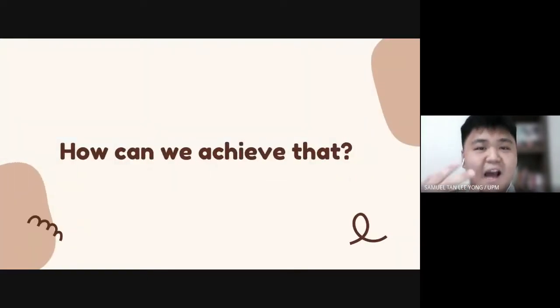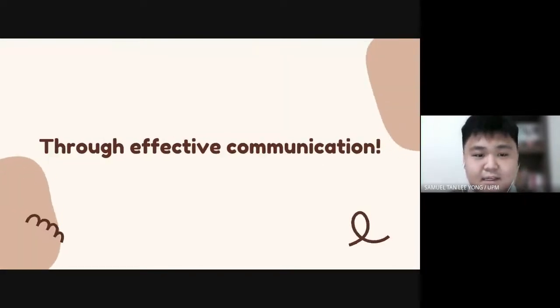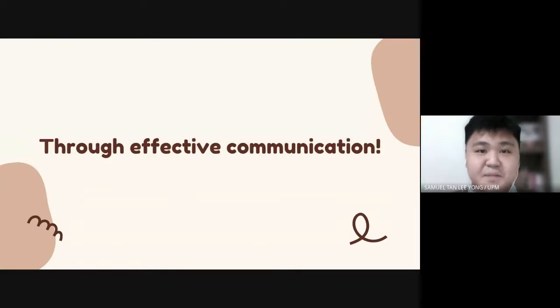So how can we achieve all those elements in order to create a positive and appropriate classroom for efficient and effective teaching and learning sessions to go on? The answer is through effective communication. Teachers have to be equipped with those communication skills in order to have a favorable classroom environment that can let the students study efficiently.